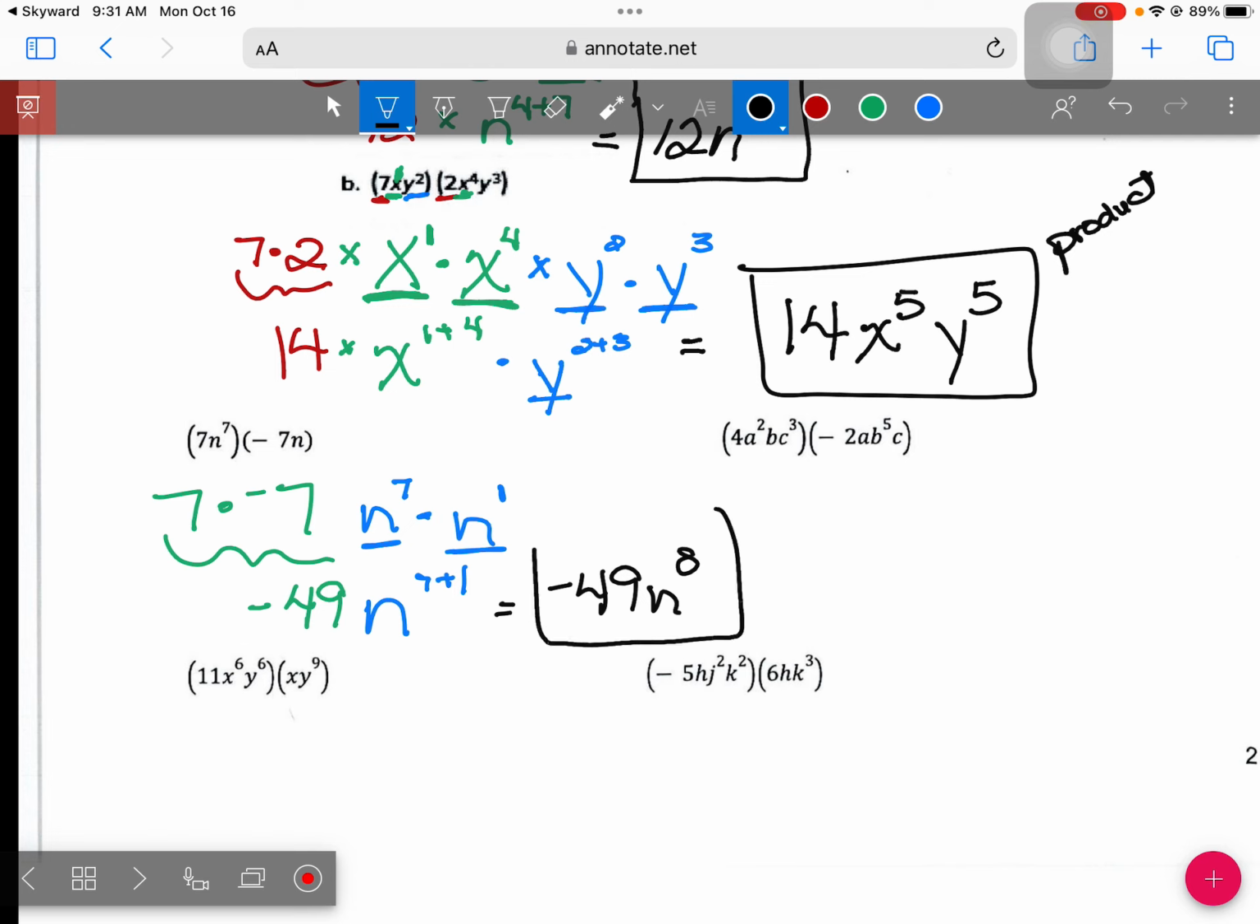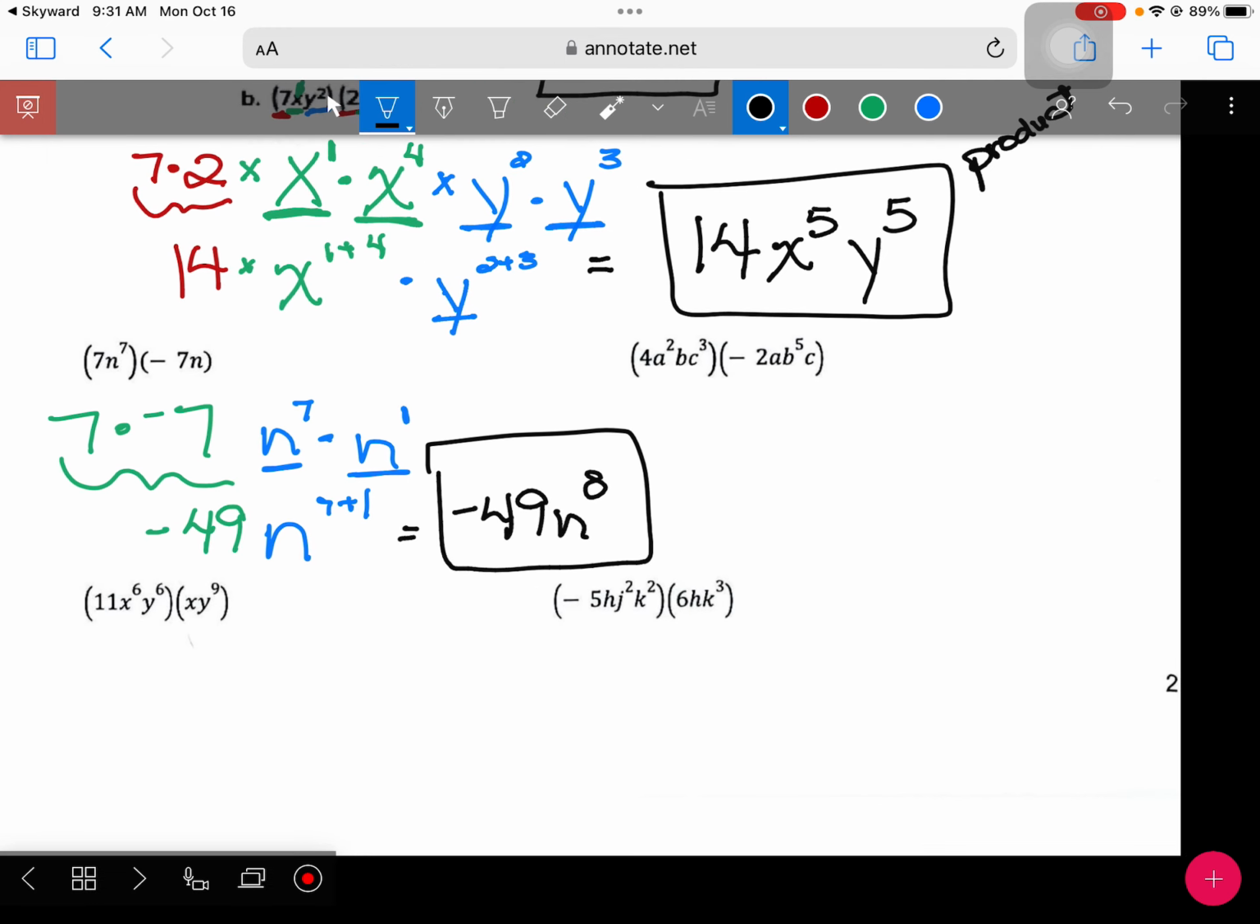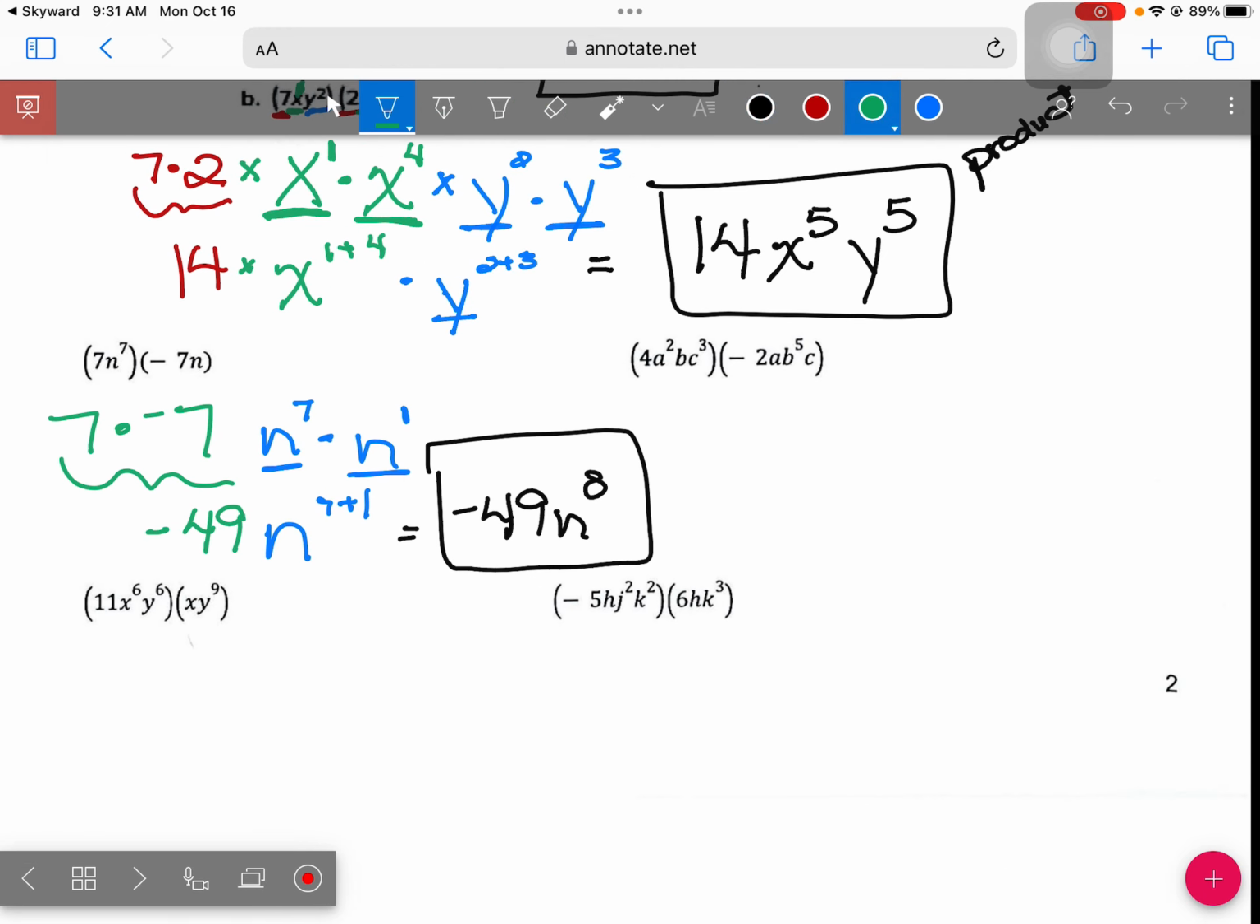How many had that for an answer? Yes, and the crowd goes wild. If you didn't, do you understand what you did wrong? Okay. All right, let's go to the next one. Look and match your coefficients up front.